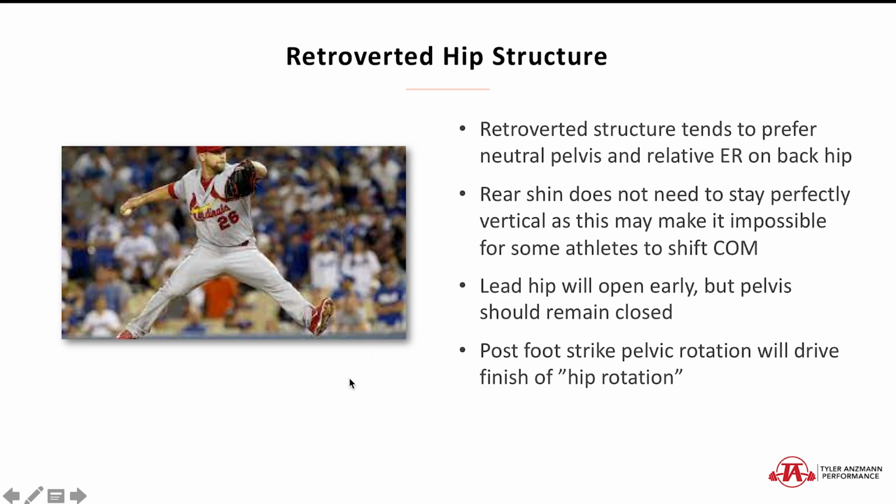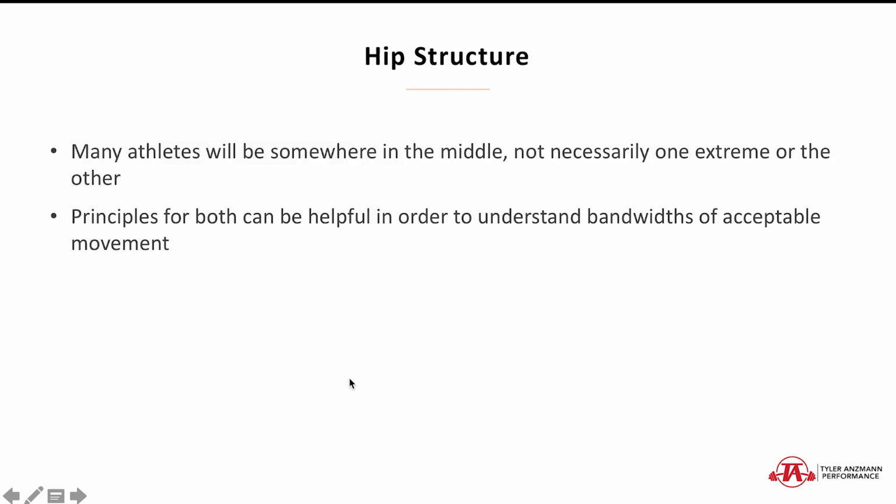All right, so again, many of these athletes are going to be somewhere in the middle. There's not really going to be one extreme or the other necessarily, but principles for both can be helpful in order to understand the bandwidths of acceptable movement. This is important to think about: generally we're going to see guys somewhere towards the middle of the road, not one extreme or the other. All right, next we'll move on to shoulder structuring.